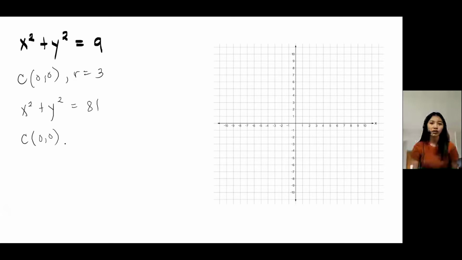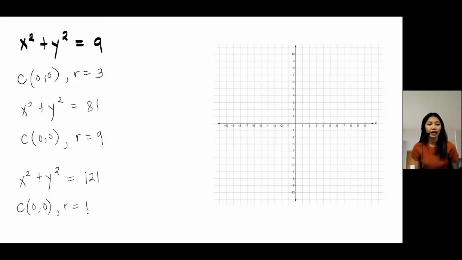Okay, so next, another example. X squared plus y squared is equal to 121. Okay, again, it is in the form of x squared plus y squared is equal to r squared. So automatically, the center has coordinates of 0, 0, and for the radius, just simply get the square root of 121 and that is 11. Okay, so now, how can we graph this equation or this center and radius?